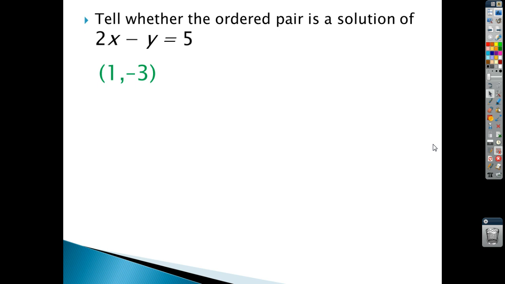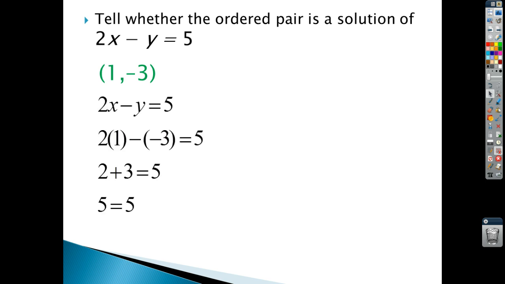So what I want to do here is test and say, all right, if I plug in 1 for the input here, will the output result in negative 3 for this function? So I'm going to plug those points in to see if they're actually valid, if they work. So I'm going to do 2x minus y is equal to 5. I'm going to plug in 1 for x. I'm going to plug in negative 3 for y.